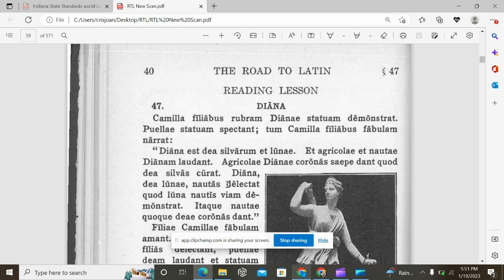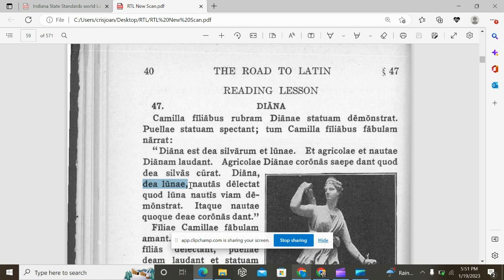Whom is she making happy? Let's look for an accusative. We have an accusative right here in nautas. They are accusative plural, the sailors. So, the core of this sentence is Diana makes happy the sailors. Diana makes the sailors happy.